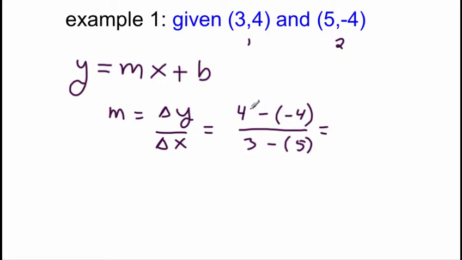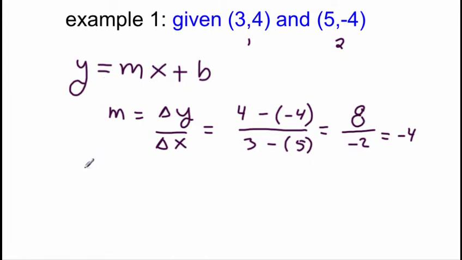And let's see, this gives us a positive 8 in the numerator, and then this gives us a negative 2 in the denominator. So it looks like we actually have a negative slope here, and the negative slope is 4. So we can go back to our equation.